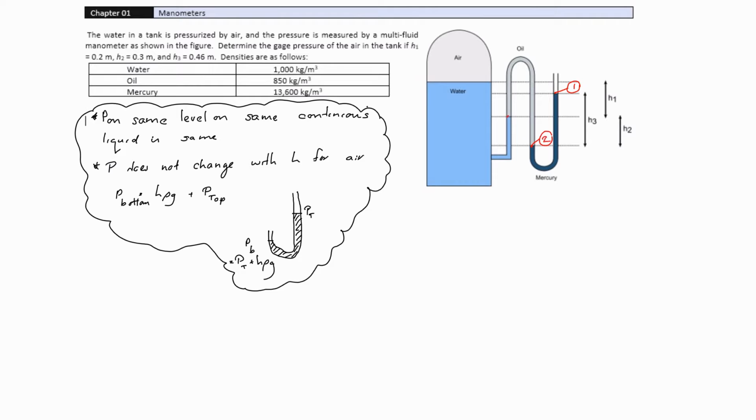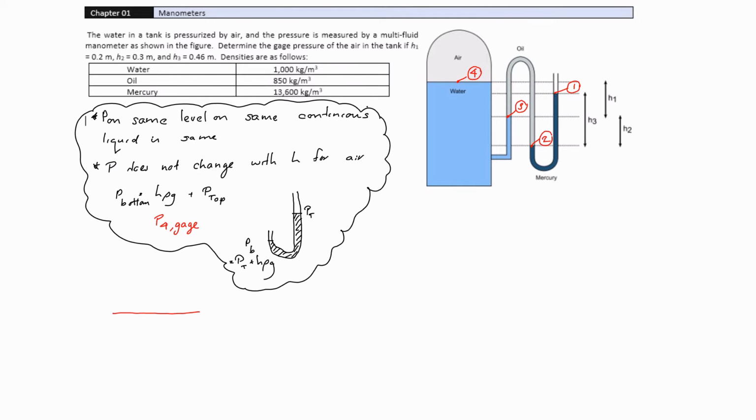Now, what we have to find is P4, but we have to find it in gauge pressure. Converting gauge pressure into absolute pressure is very important to understand. Let's say that we have vacuum, absolute vacuum, and atmospheric pressure like this. When it comes to measuring pressure, we can use either of these as our reference point.